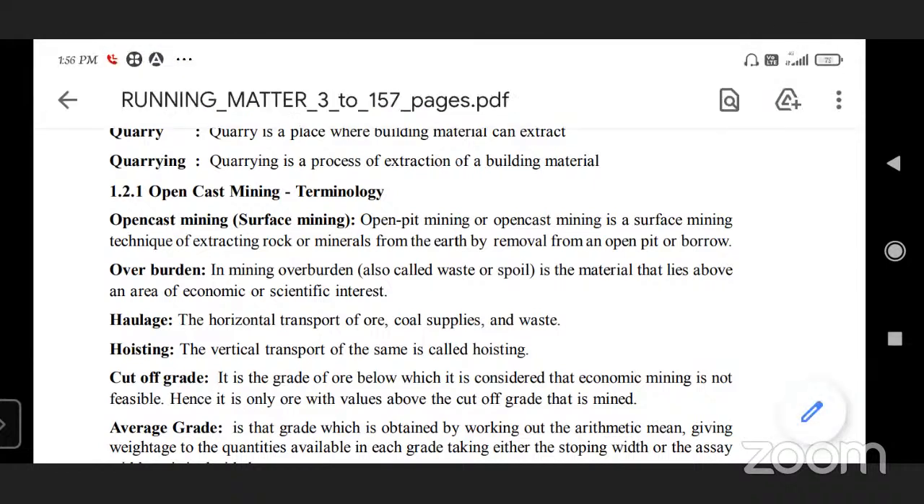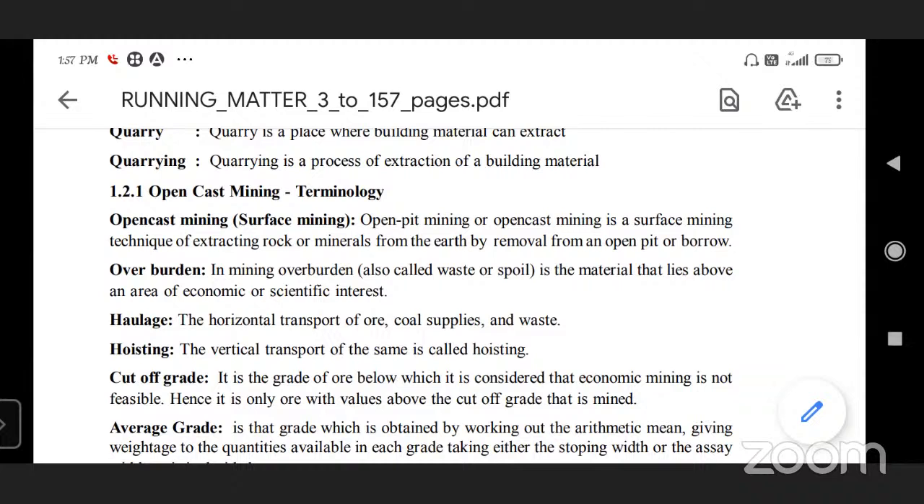Overburden. In mining, overburden is the material that lies above the area of economic or scientific interest. Overburden contains the word burden; it is a burden on the ore. So overburden is the material which lies above the ore body.